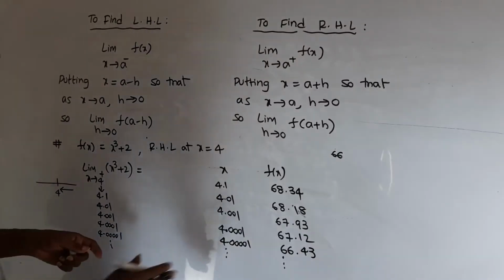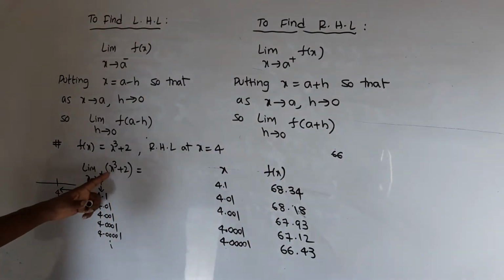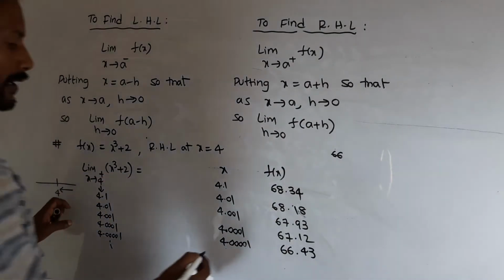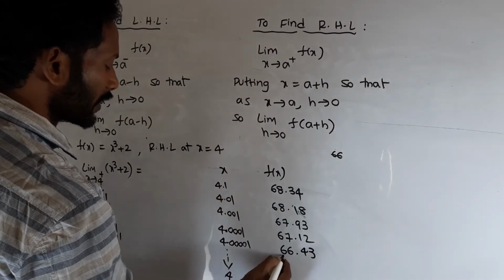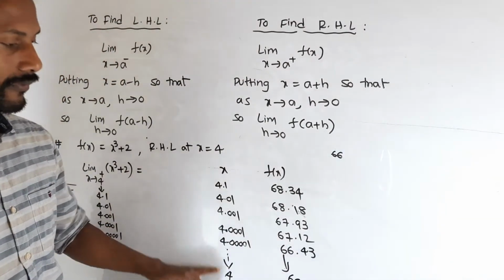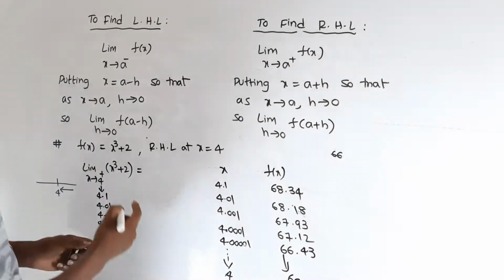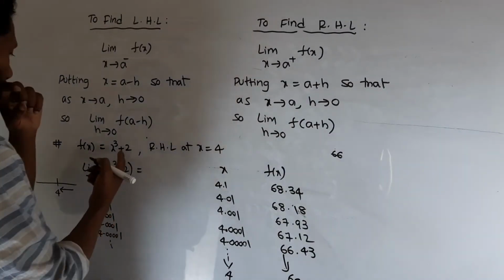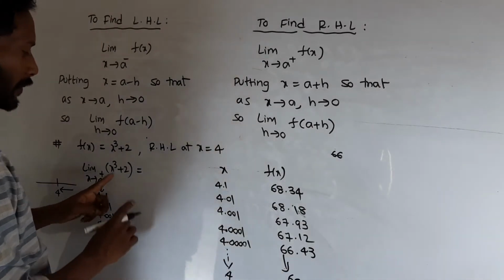And so on. So one more. Here actually 4 cube is 64. 64 plus 2, 66 exactly. So this one approaches 4. This one is closer to 66. The value is closer to 4. So right hand limit answer is x cube plus 2. Right hand limit is 4 cube is 64 plus 2, 66.